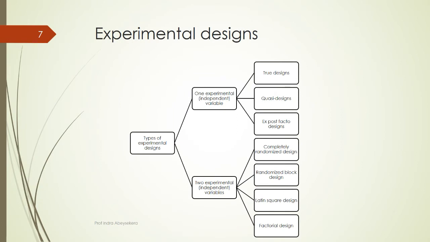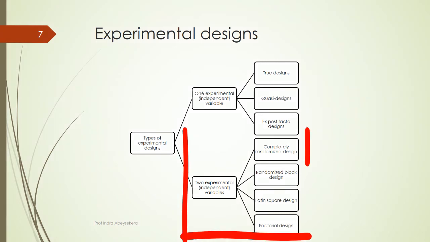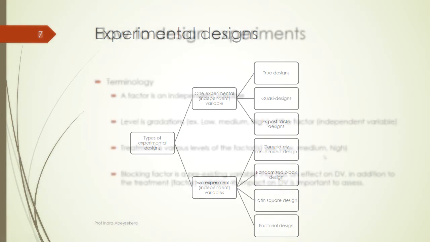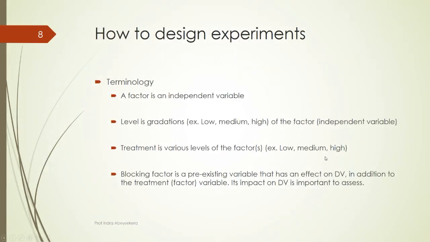When conducting experiments using two treatment variables or experimental variables, there are 4 ways of conducting those experiments. The first one is completely randomized design. The second one is randomized block design. The third one is Latin square design. And the fourth is the factorial design.